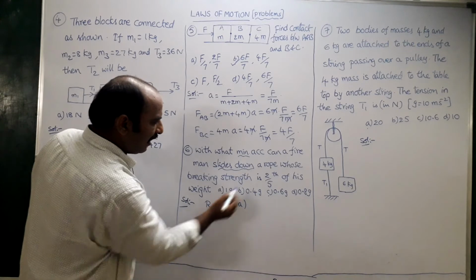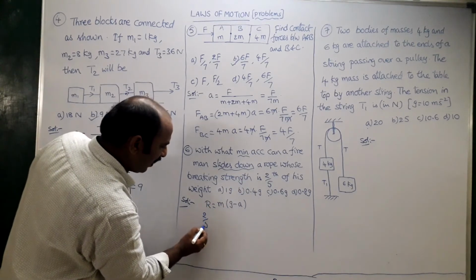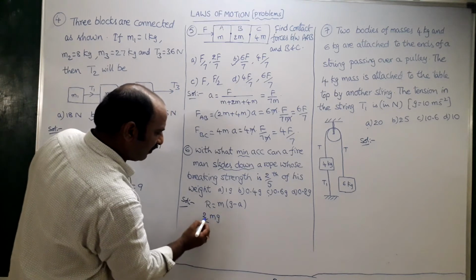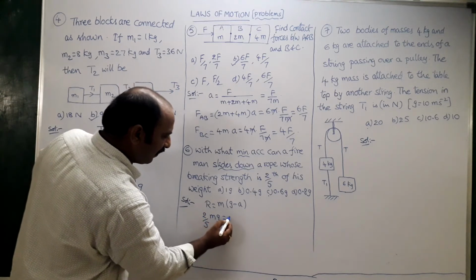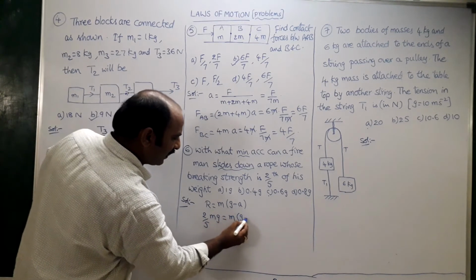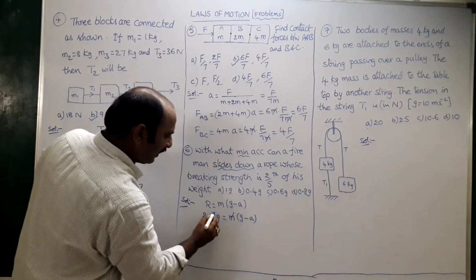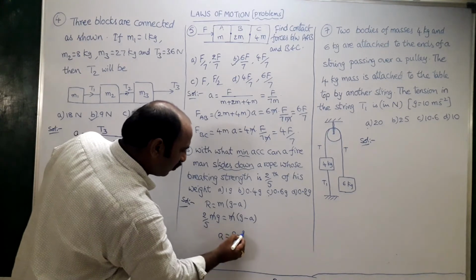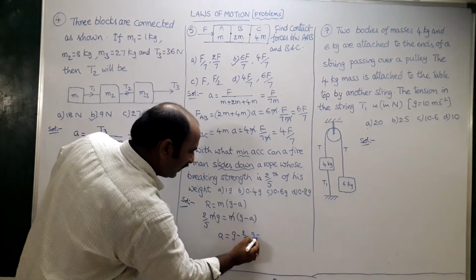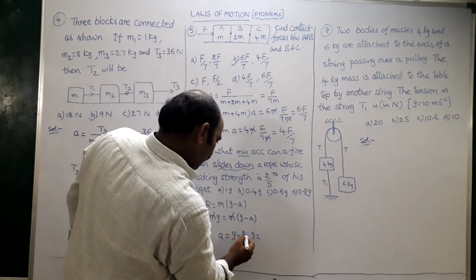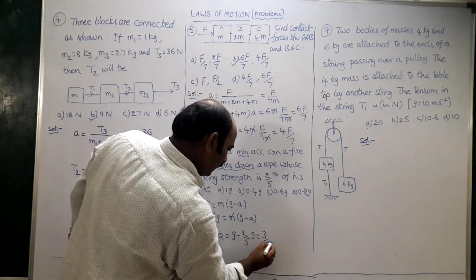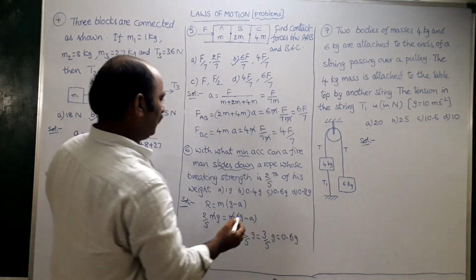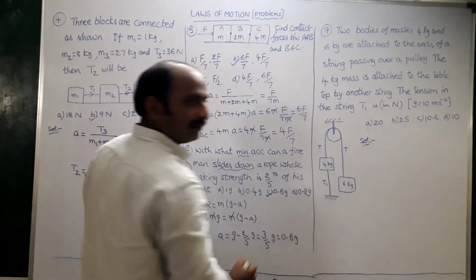But R is given as 2/5 of his weight. Weight is mg. So R is 2/5 into mg, equal to m of g minus a. Both sides m get cancelled. Now a is equal to g minus 2/5 g. This is equal to 3/5 into g, which is equal to 0.6 g. So option C is correct.